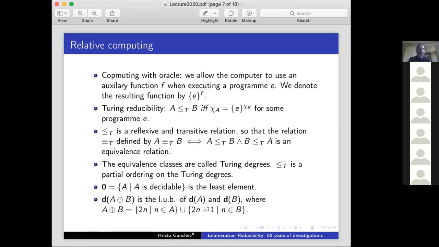Now, using this reducibility, we order the sets of natural numbers, saying that B is more complex than A, that using B, we can know A. So knowing B means that we know A, just use this algorithm to derive A from B.